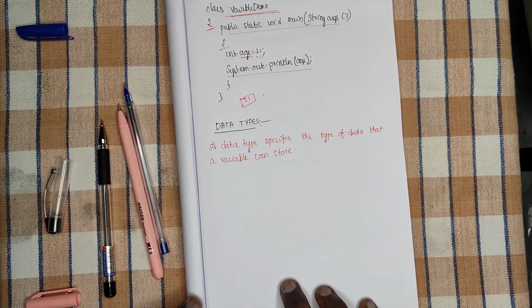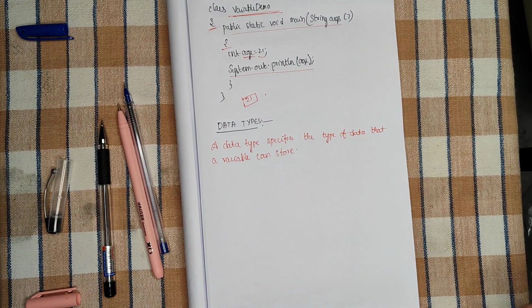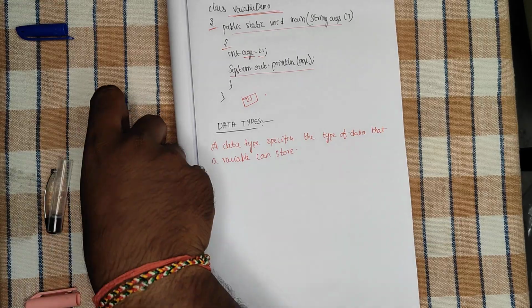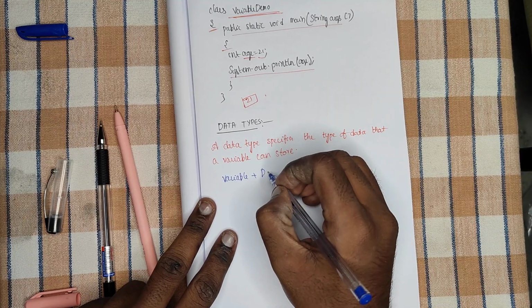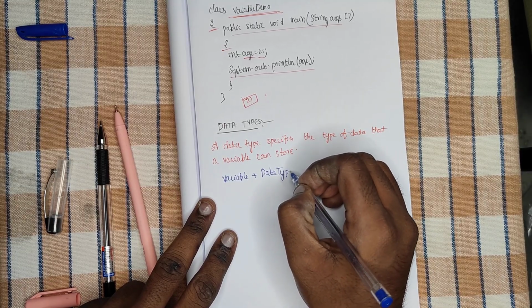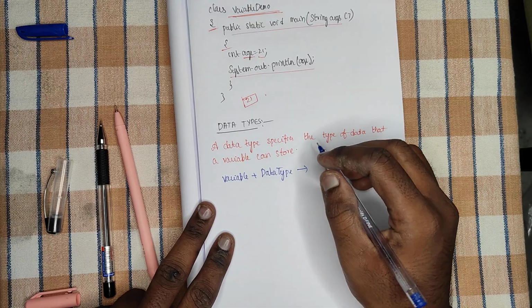As a real life example, imagine our college canteen. We have different containers: one container is for water, another for rice, another for oil. You cannot randomly store everything in every container. Similarly, Java uses data types to specify what kind of data a variable can store. So variable plus data type tells what kind of value can be stored. This is important.